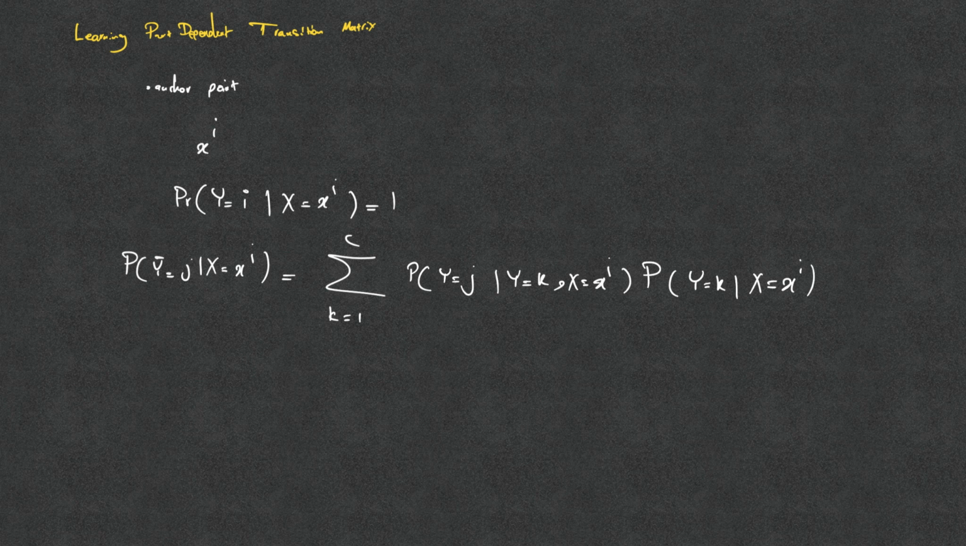Now let's look at this more clearly. You know that given that xi is an anchor point for the class i, for any k that is not equal to i, this probability will be 0. And in the case of k equal to i, this probability will be 1. Therefore, what you will have is the probability of the noisy label being j, given that the real label is k and the instance is xi, which, if you remember, is the element ij of the instance-dependent transition matrix associated with xi.